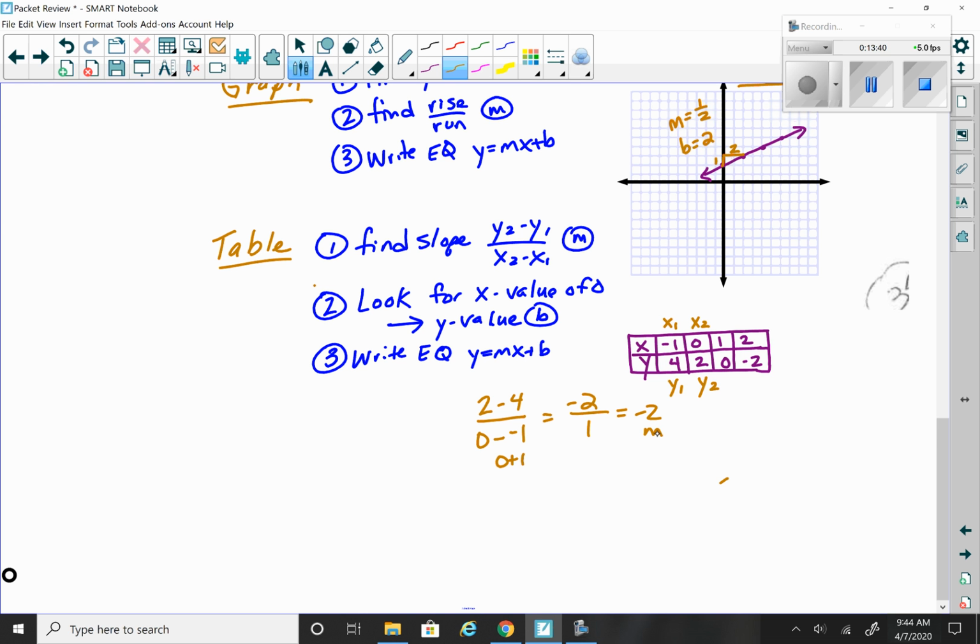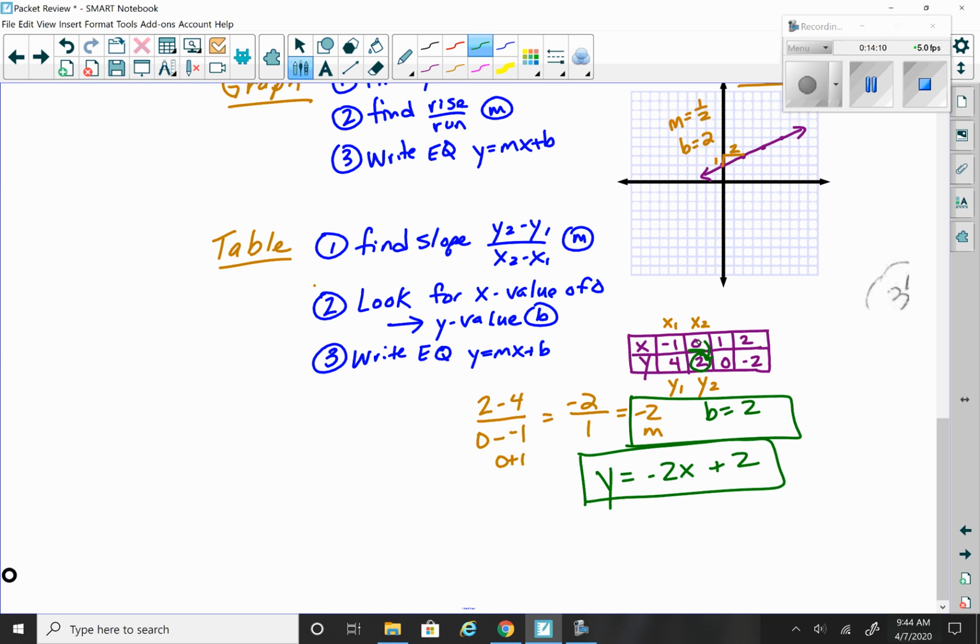That's my m value. Then to find my y-intercept, if I look at that table, here's where my x value is 0, and that corresponding y value is my y-intercept. So 2 is my y-intercept. So now using these values, I can write my equation. I can say y equals -2x plus 2. There's my equation in slope-intercept form. So again, you look for an x coordinate of 0, and that y value is your y-intercept. Think about it. If you graph (0, 2), that's a point on the y-axis. It's where the line is crossing the y-axis.